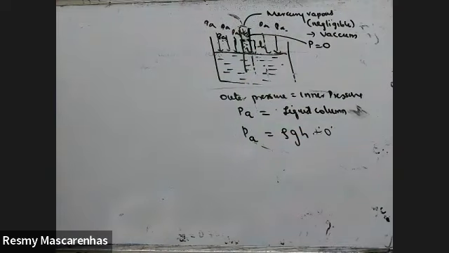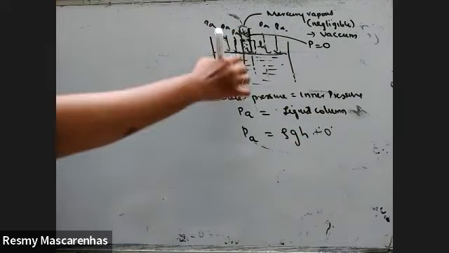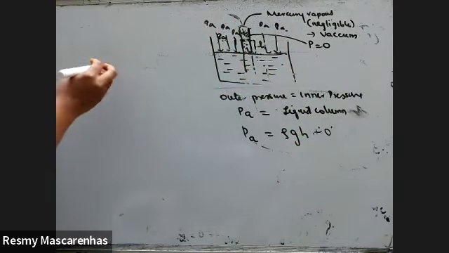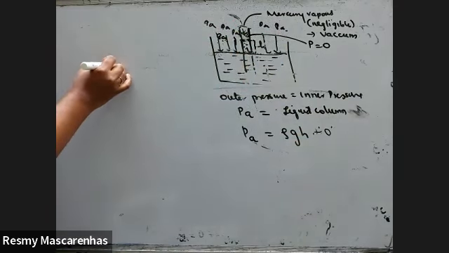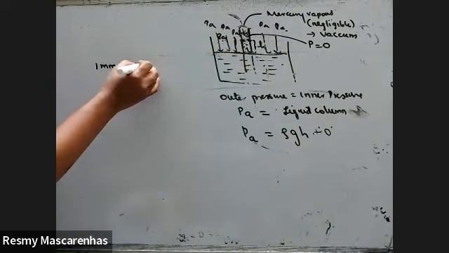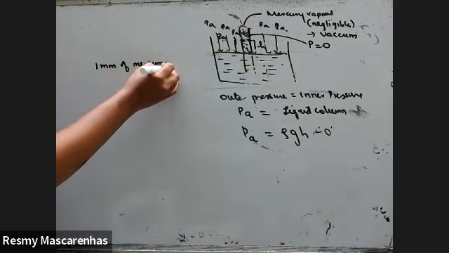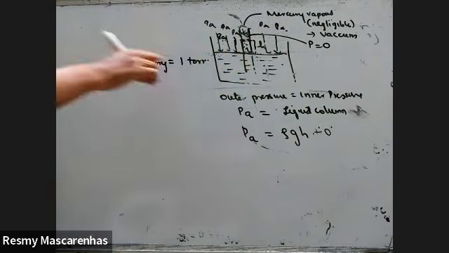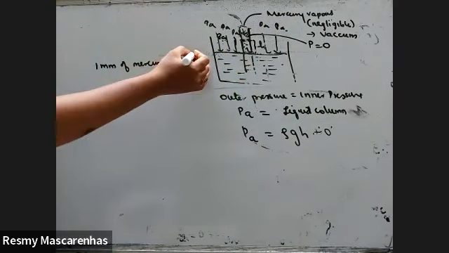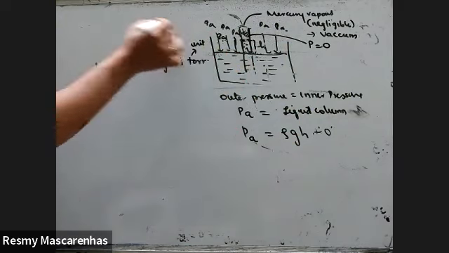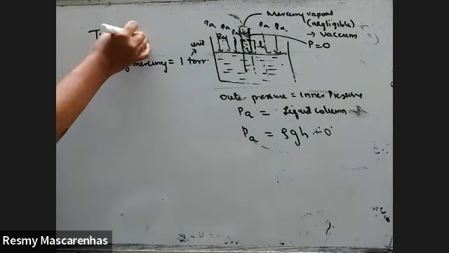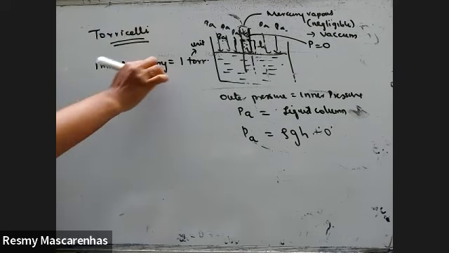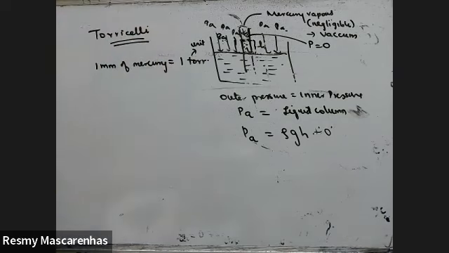Now, he wanted to see how much the density and all, and he calculated the value. So 1 mm of mercury was 1 torr. He named the unit after himself, because his name was Torricelli. 1 mm of mercury, he said, equals 1 torr.